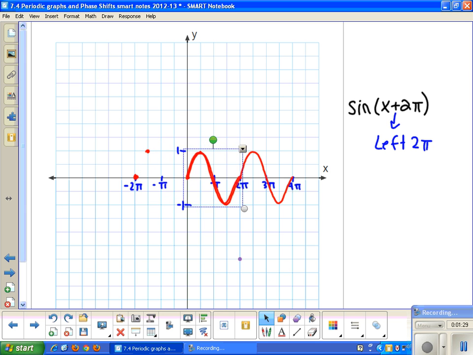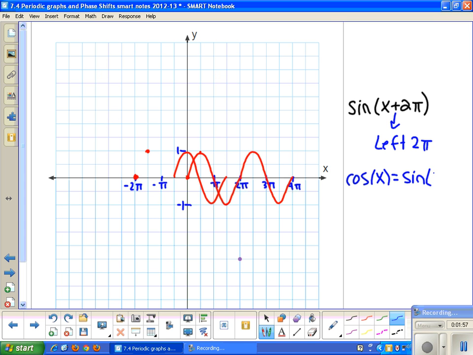Now, let's say that we wanted to make this into a cosine graph. Remember, cosine graphs normally start with a 0, 1. So if I shifted this graph to right there, notice that would give me a cosine graph. How did I shift the sine graph? I had to shift the sine graph to the left pi over 2. So I know that the cosine of x would be equal to the sine graph shifted to the left pi over 2 units. And that's where we get that equation.